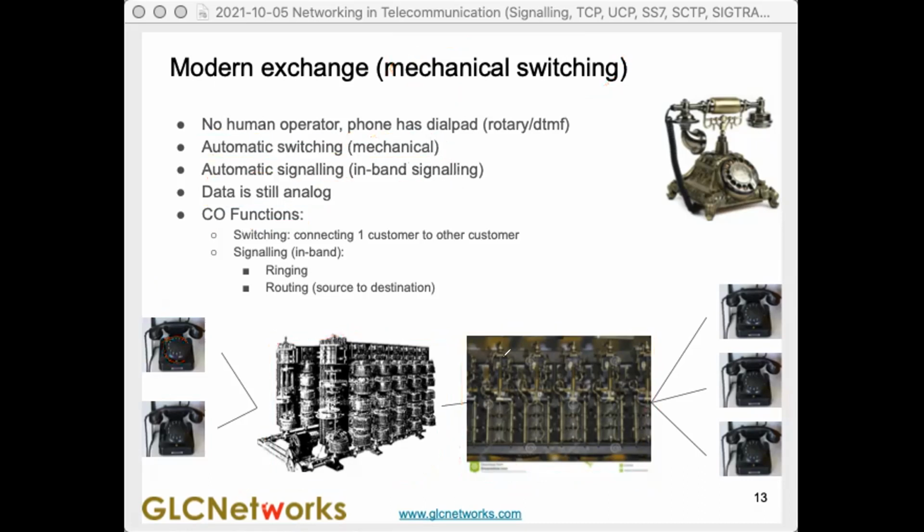In Indonesia, it's called STO, Central Telephone Automat. STO means Central Telephone Automat. Automat means automatic, and it's done by mechanical switching. And after that, it's much more modern.